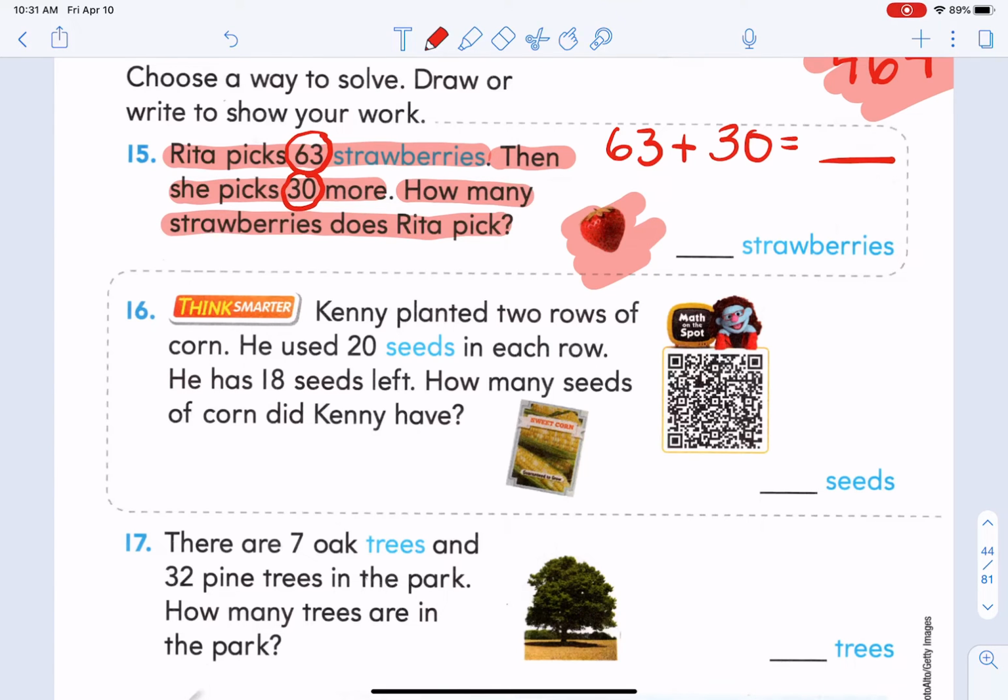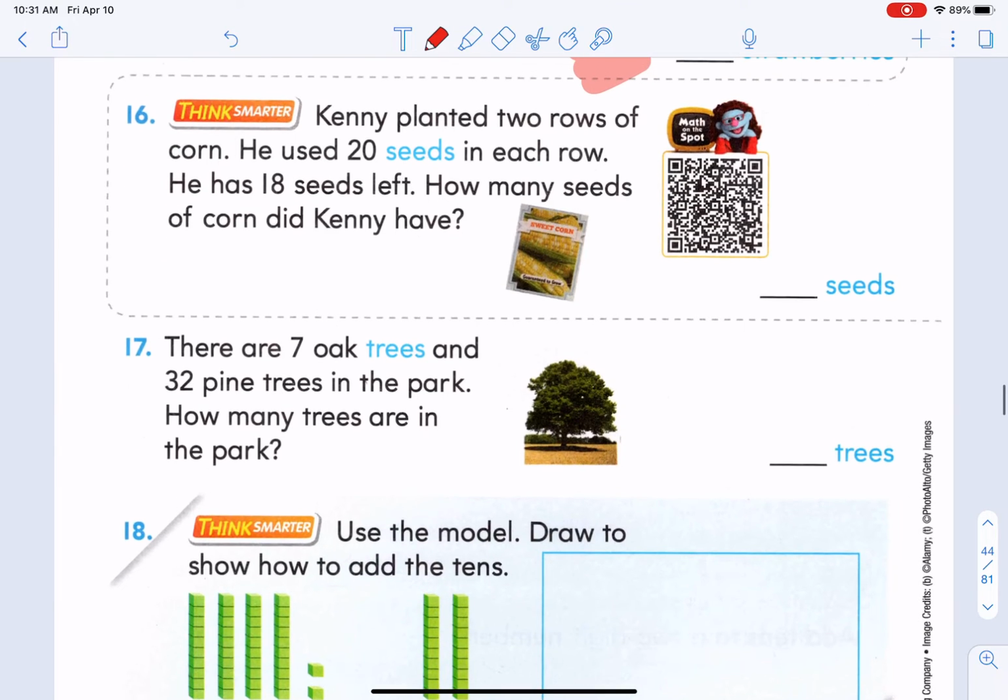Let's take a look at this problem. Problem 16. Now, problem 16 is a little tricky, so I'm going to need some help. You don't have to do this problem in your book, but you do have to watch the Math on the Spot video. So I'm going to stop right here, and I'm going to show it to you right now. Pay attention. Are you ready? Here we go.